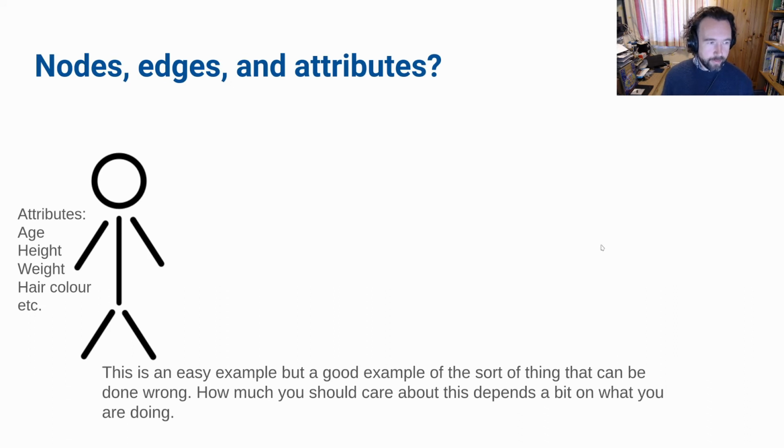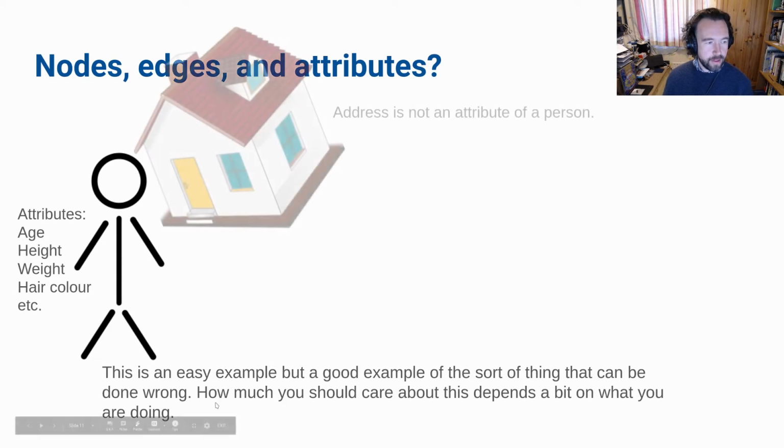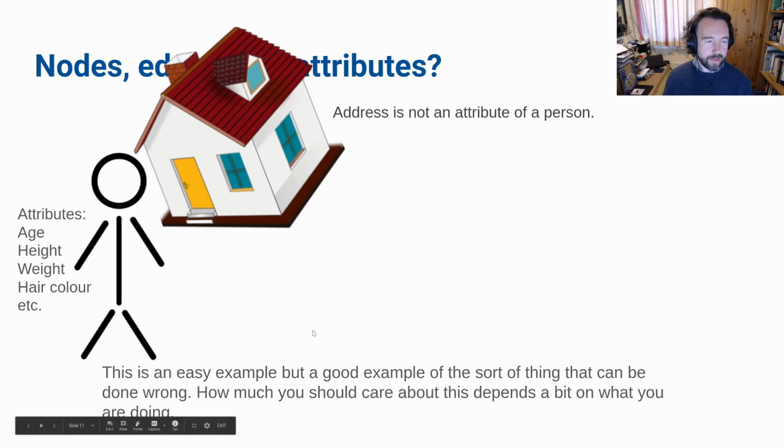So another thing on nodes, edges and attributes that's worth thinking about. So here's a person, so they might be a node in our network, and they'll have attributes again: age, height, weight, color, etc. But address, now often this kind of mistake is made. Address is not an attribute of a person. So some people might put the address of someone along with these attributes, and that doesn't really make sense. Your house doesn't stick off you in this way.